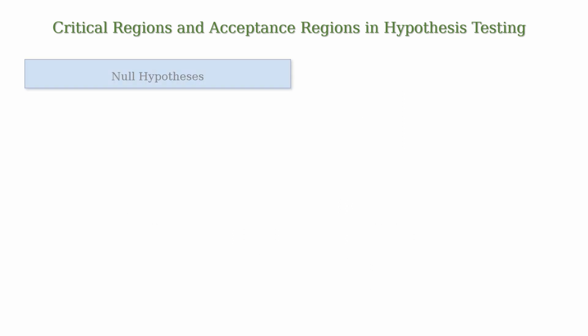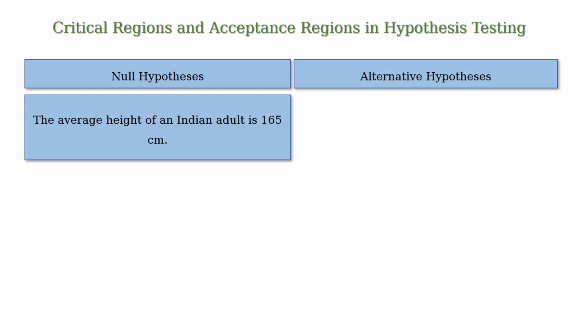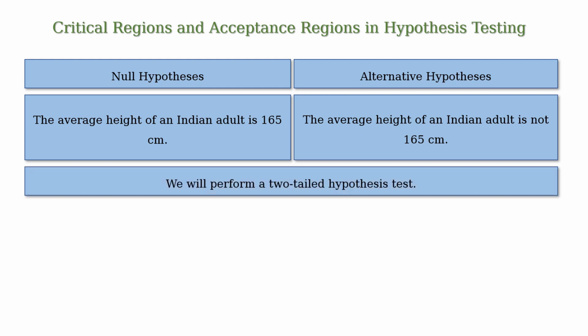So, we will state two hypotheses. The null hypothesis will be that the average height of an Indian adult is 165 cm, and the alternative hypothesis will be that the average height of an Indian adult is not 165 cm. As we discussed in one of our previous videos, in this case we will perform a two-tailed hypothesis test.